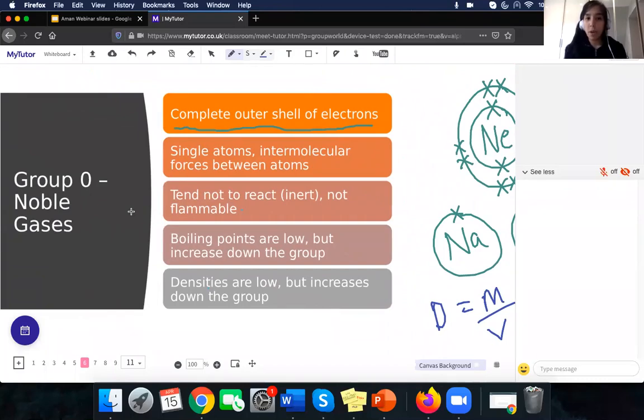That makes them unreactive and therefore not flammable. They go around as single atoms because they have a complete outer shell of electrons and so don't need to share any electrons. And that also means that they have intermolecular forces between those atoms that are very weak. Those weak intermolecular forces require very little energy to overcome. So that means that their boiling points are low. Note here that I haven't said melting points, I've said boiling. Why have I said boiling and not melting?